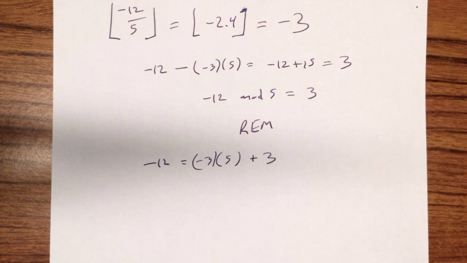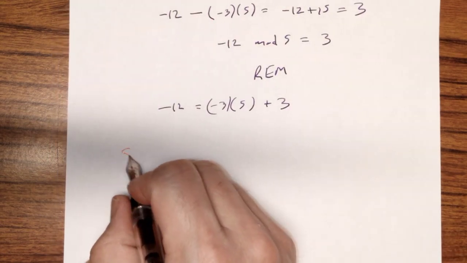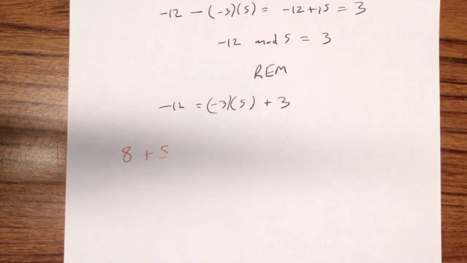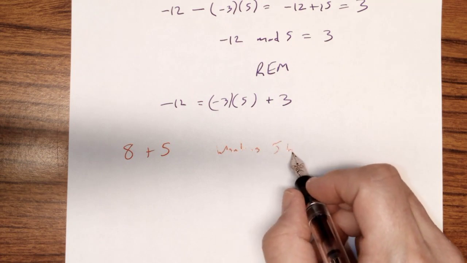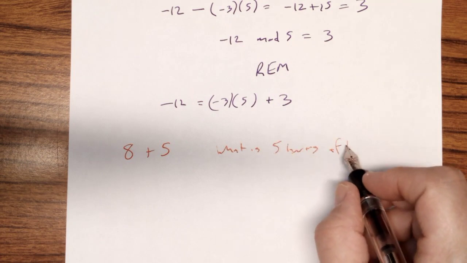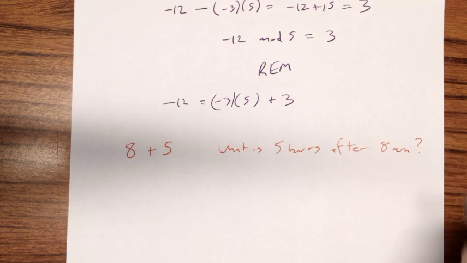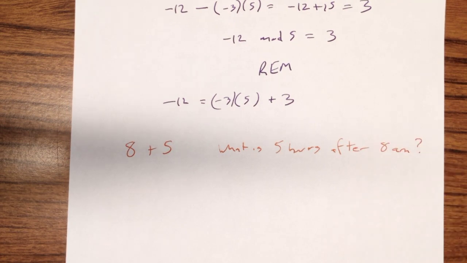The reason I want to do this is I'm going to ask you a very simple question. What's 8 plus 5? Now, I'm sure if you're thinking the way most human beings think, you're going to say 13. Now I'm going to change this question. If I look at a clock, like the one that would normally be in my classroom, but there isn't a clock in this room, dang it. What's 5 hours after 8 a.m.?